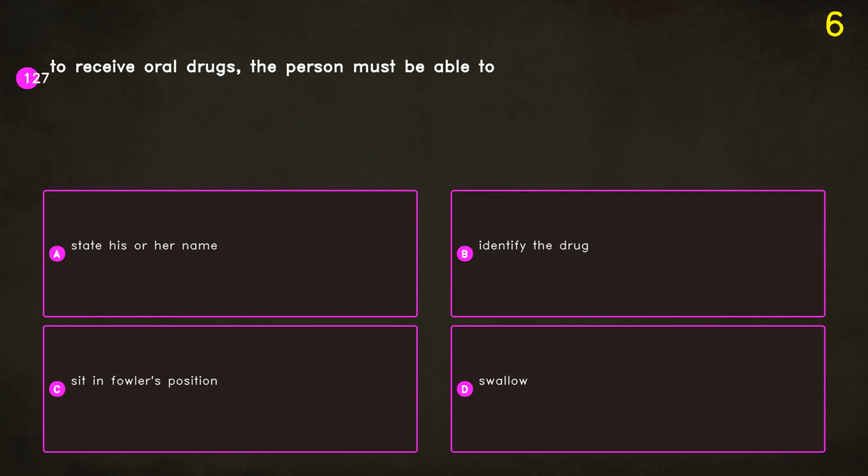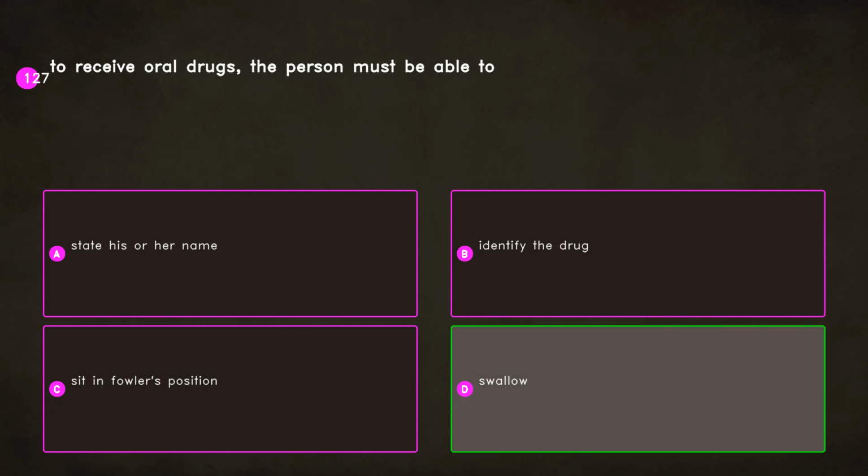Question 127. To receive oral drugs, the person must be able to A. state his or her name. B. identify the drug. C. sit in Fowler's position. D. swallow. The correct answer is swallow.